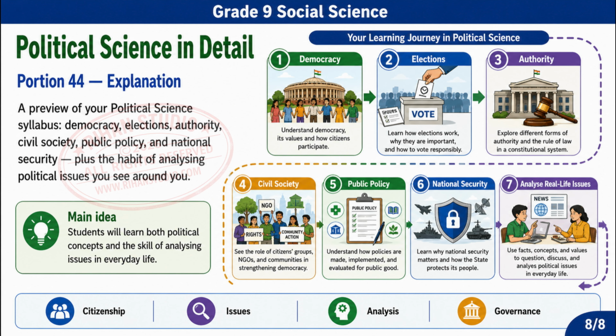Explanation. A preview of your political science syllabus. Democracy, elections, authority, civil society, public policy, and national security, plus the habit of analyzing political issues you see around you.